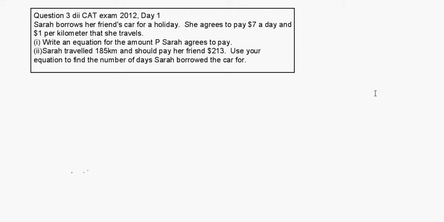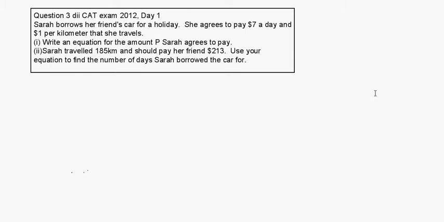So this is again question 3dii from the CAT exam in 2012, day 1. And it's a word question here where we have to actually form an equation and then use it to solve some information. So Sarah borrows her friend's car for a holiday. She agrees to pay $7 a day and $1 per kilometer that she travels.